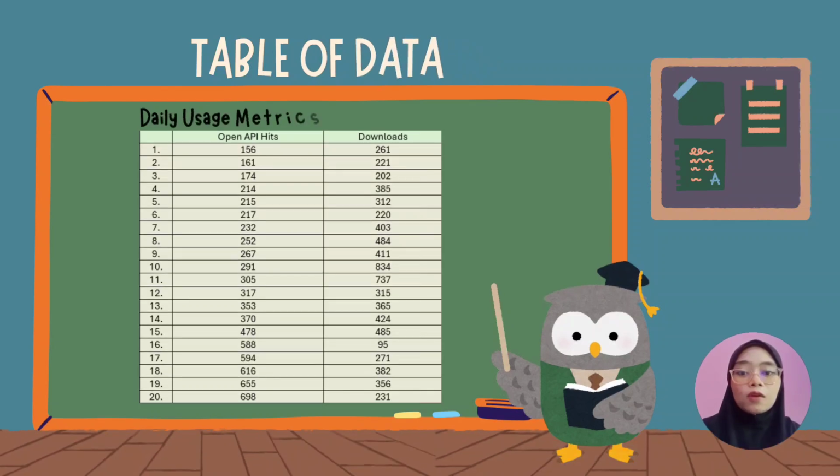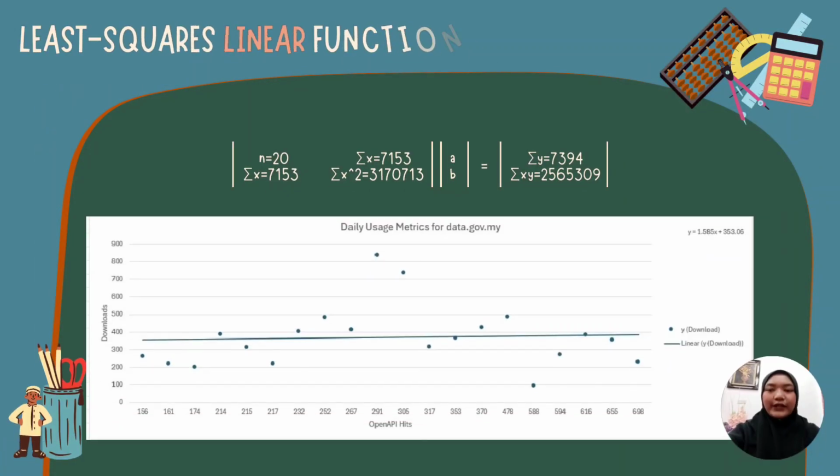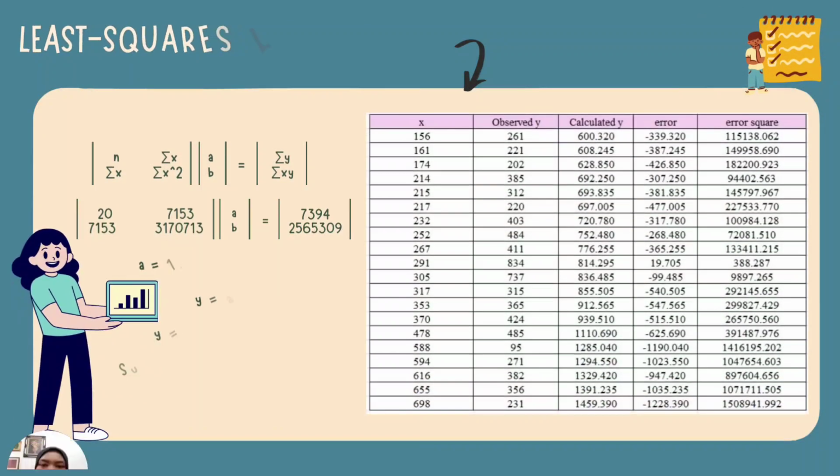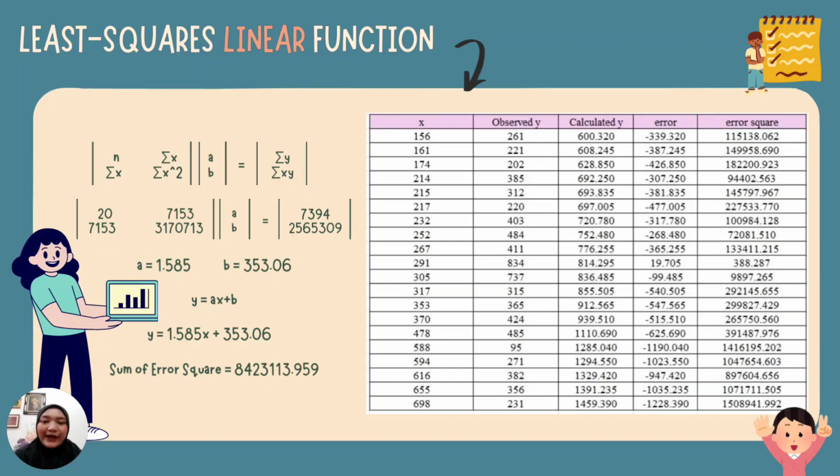This is the data for our group project, where Open API hits is the independent variable x and downloads is the dependent variable y. First, we look for the least squares linear function. The figure shows all the 20 data points that we chose, plotted in a graph. The x-axis is Open API hits and the y-axis is downloads.